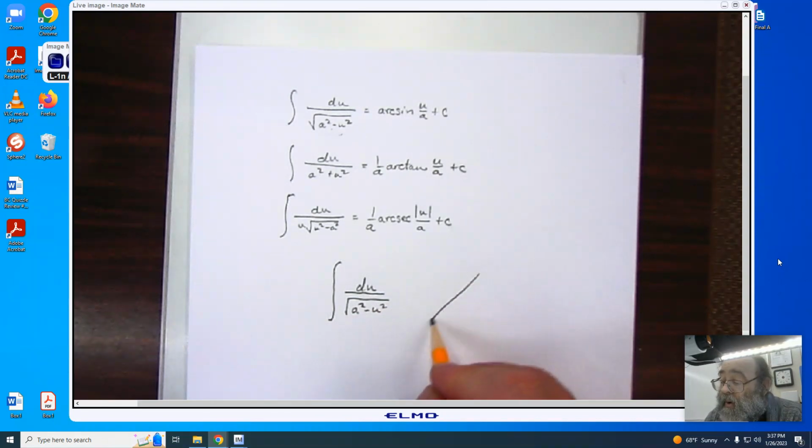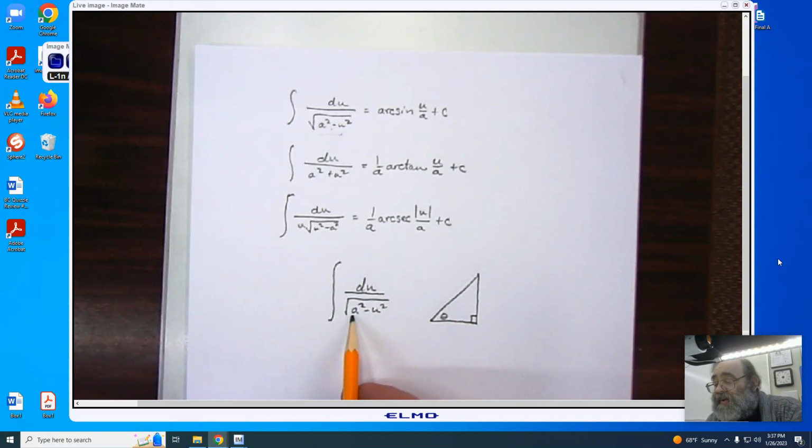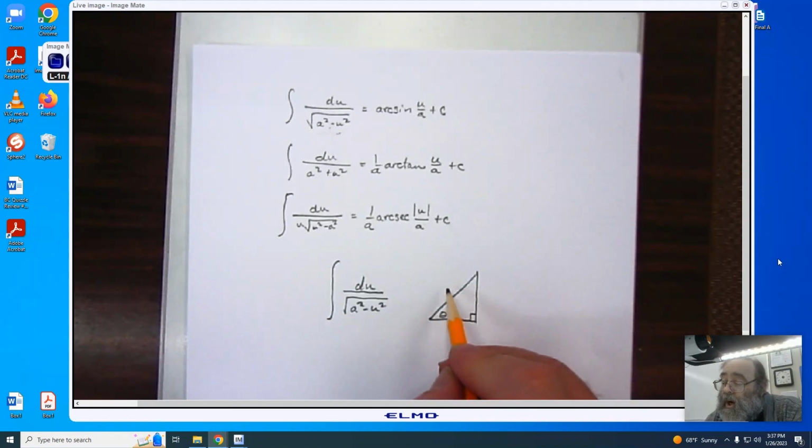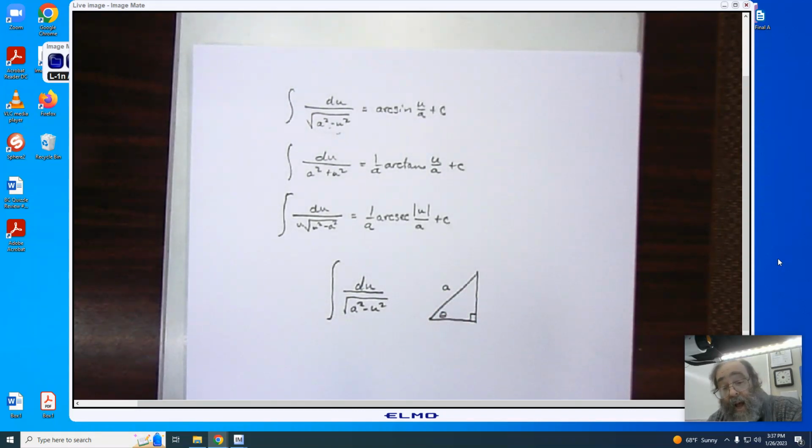So if I use a reference triangle, the first thing that I notice is that I have an a squared minus u squared. Now, a is the constant and u is the variable. So you want your constant to be the hypotenuse. Now, our variable can then either be cosine or sine. And we're going to be very strategic about this, and we're going to let this always equal sine of theta equals u over a.